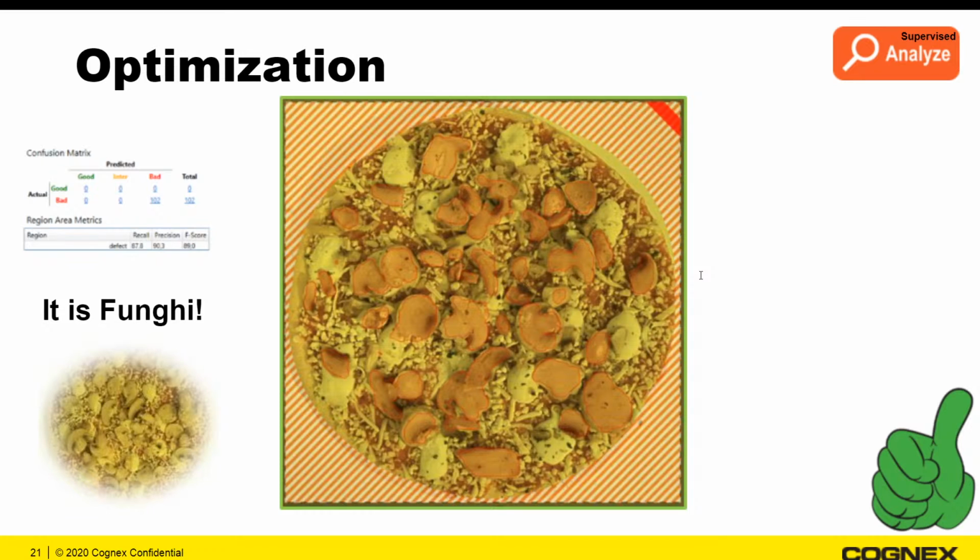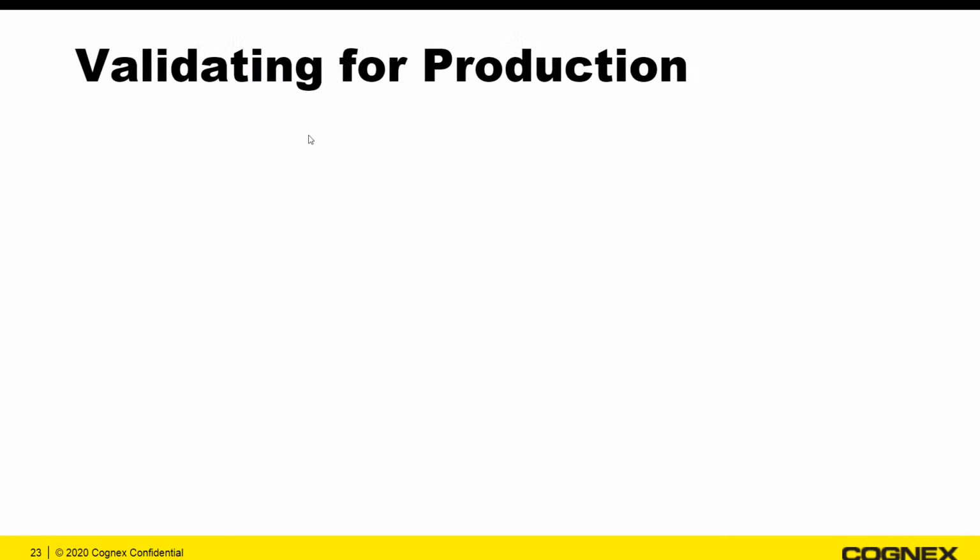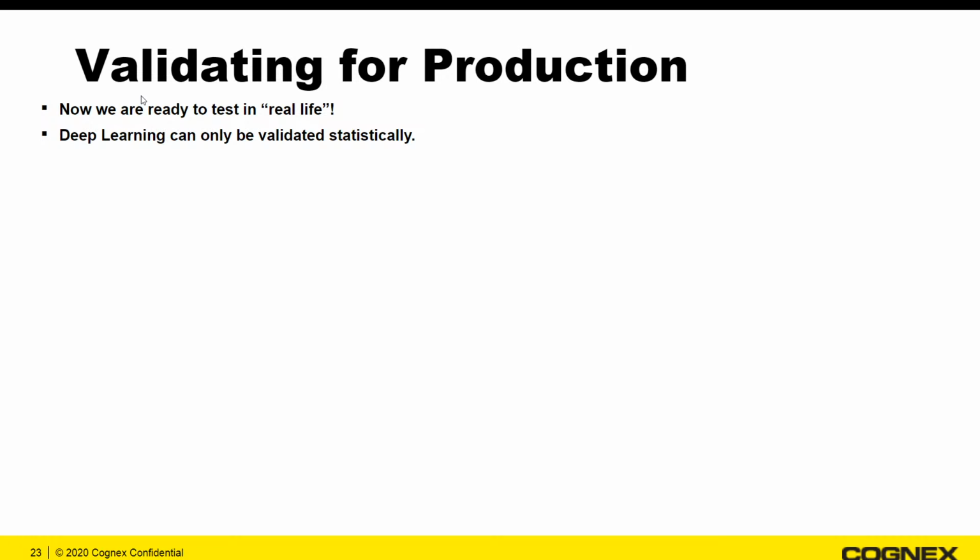So now let's move to validating the application. You have already optimized, so you have a very high confidence level that this is going to work well, but you now have to test in real life. You have to validate that. And deep learning can only be validated statistically. That's very important. You have to collect a good amount of images and do the validations.